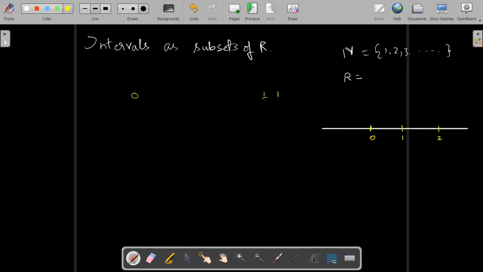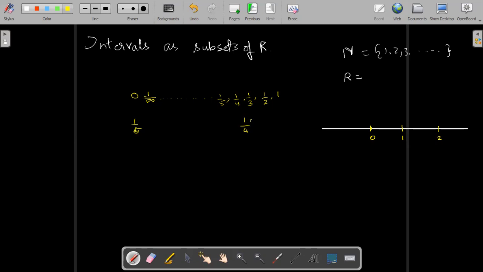I can write 1 by 2, I can write 1 by 3, 1 by 4, 1 by 5, till there is no end, up to infinity. When I reach infinity, 1 upon infinity will become 0. But we cannot say there is no number between 1 by 4 and 1 by 5. Again, between 1 by 4 and 1 by 5, there are infinite numbers.